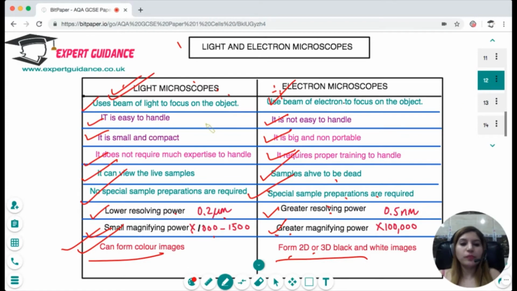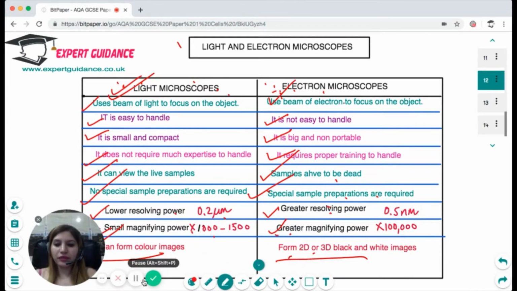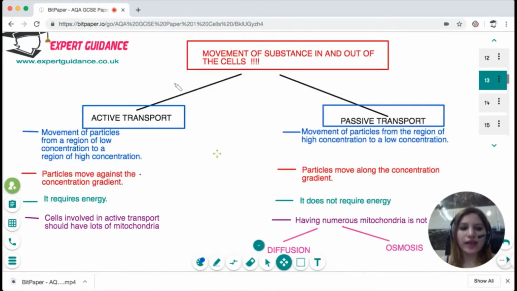Okay, so make sure you can write the similarities and the differences between the two. Now you should be able to know the difference between a plant cell and an animal cell, the bacterial cell, the light microscope, and the electron microscope. So now we have looked at the different structures found in the cell and the functions of each of the cell organelles.